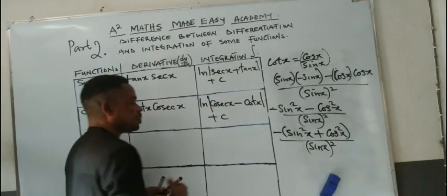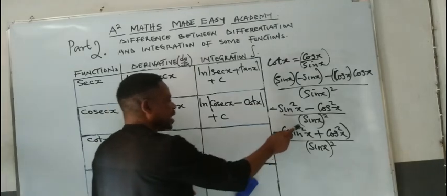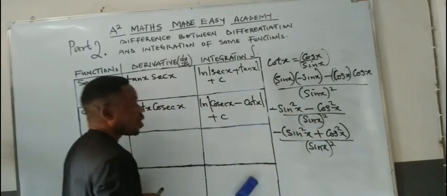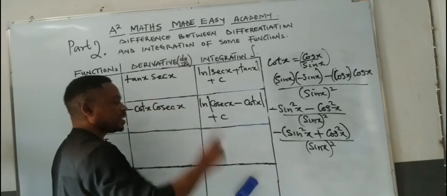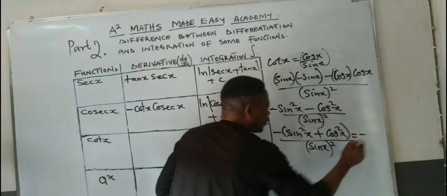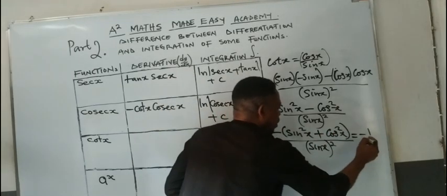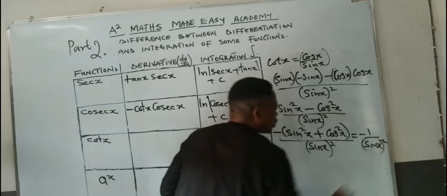Now there is a principle. What did I say? There is a law or principle. Anytime you see sine square x plus cos square x or cos square x plus sine square x under trigonometry, the result is always 1. Always 1. But meanwhile, this is minus first. So the whole of this is now 1 all over sine x all squared.